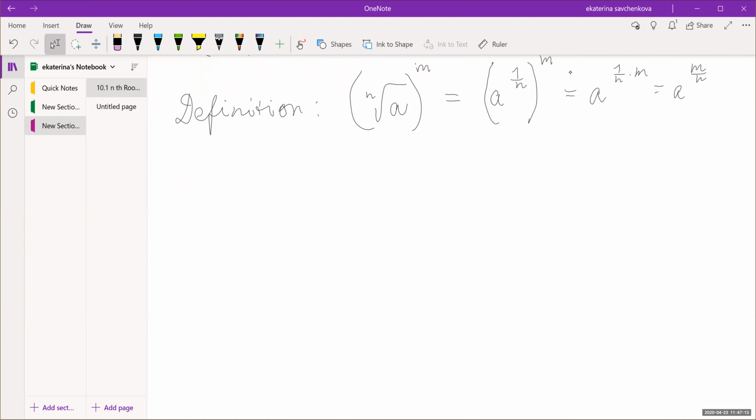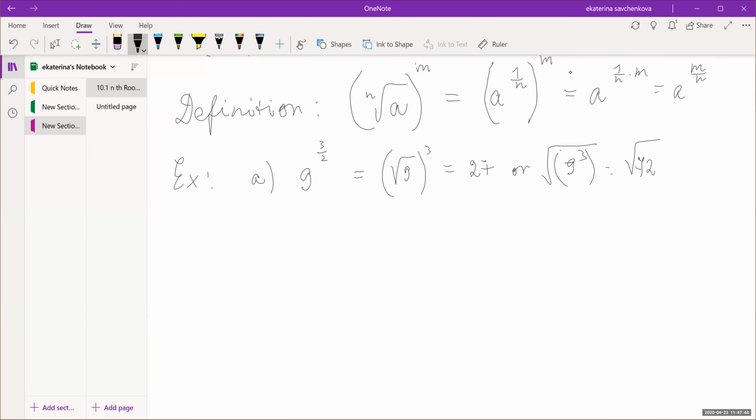Example number 1. Imagine that we want to have 9 to the power of 3 over 2. What is it going to be? Well, you can write it down as a square root of 9 raised to the power of 3. Square root of 9 is 3, raised to the power of 3 is 27, right? Or you can do it like 9 cubed and then extract a square root. 9 cubed is 729, and the square root of this number is still 27. But first way is easier, right? Here you need a calculator to cube 9.